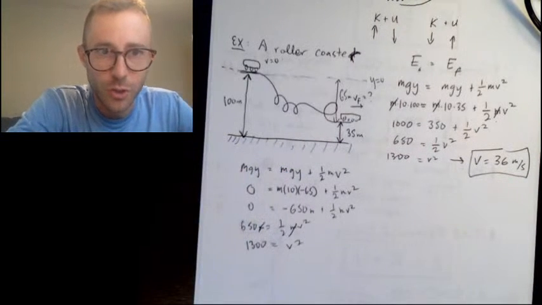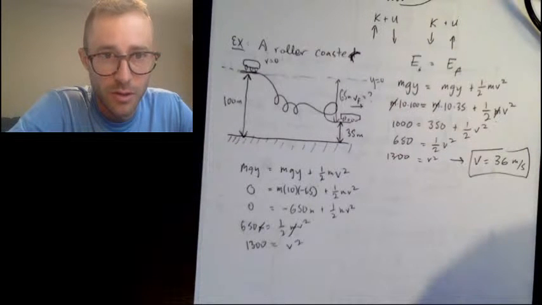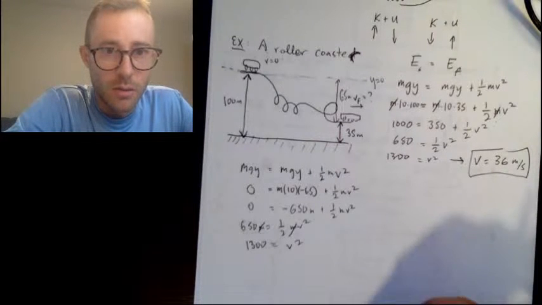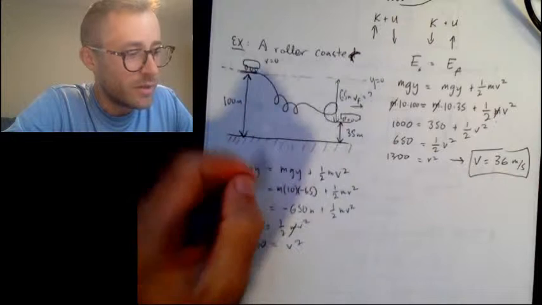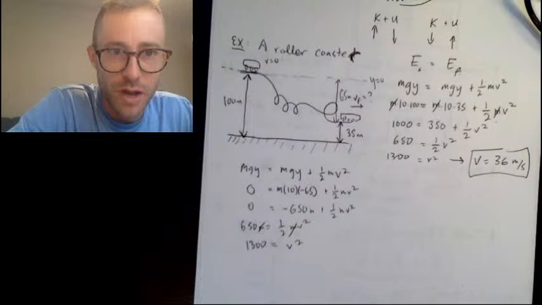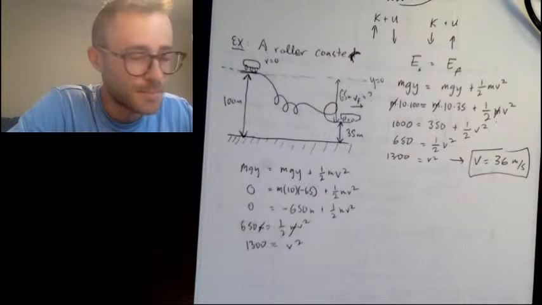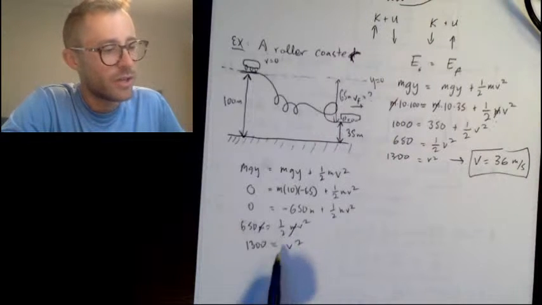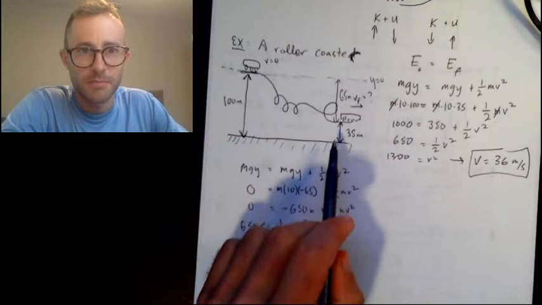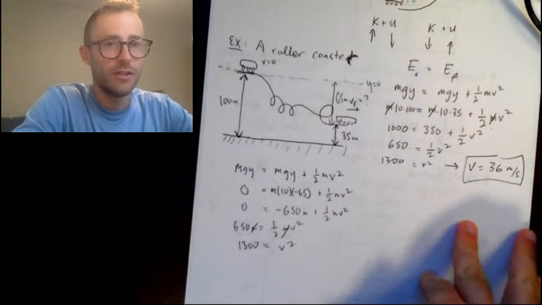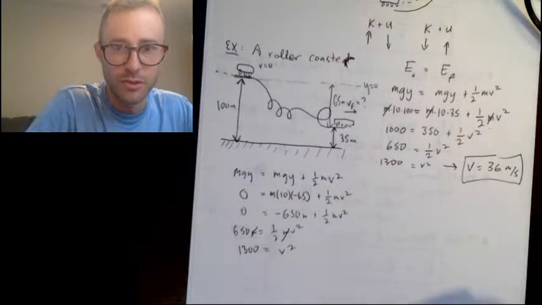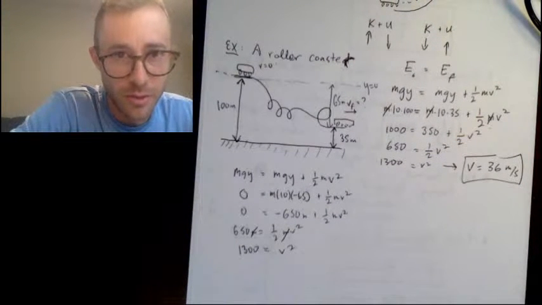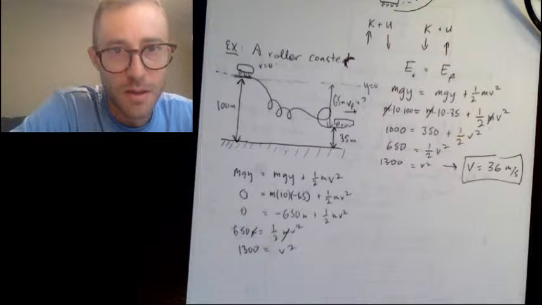So see how our choice of where y equals 0 will change the amount of energy that the roller coaster has, but it doesn't change the speed once it gets to this spot. So that's why I say you get to choose. You get to choose where y equals 0 is going to be. Okay?